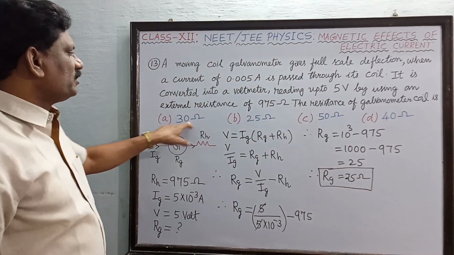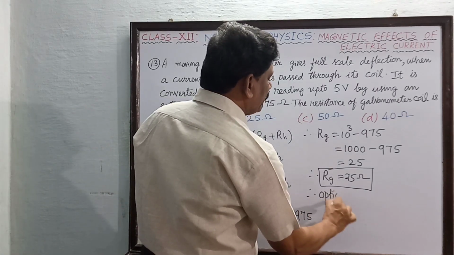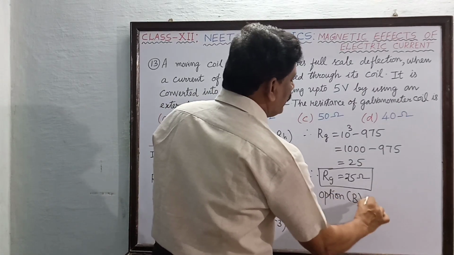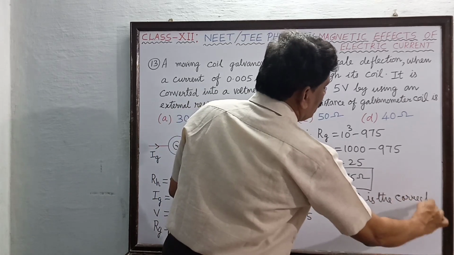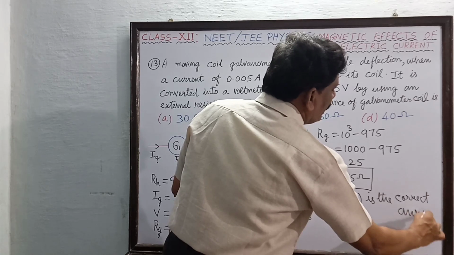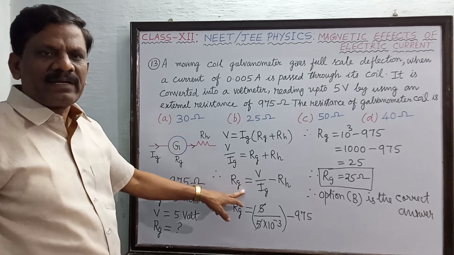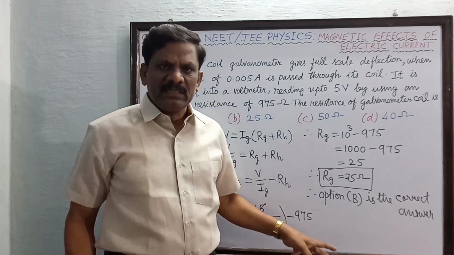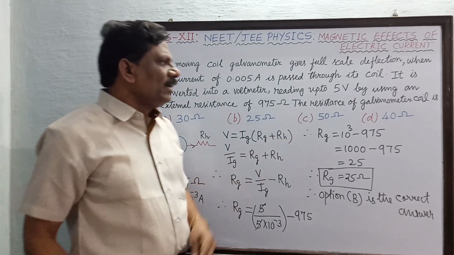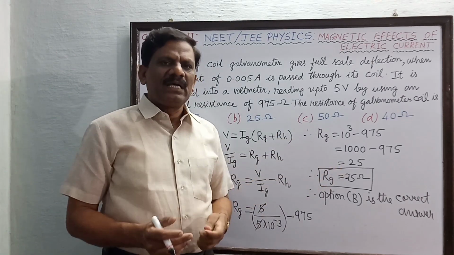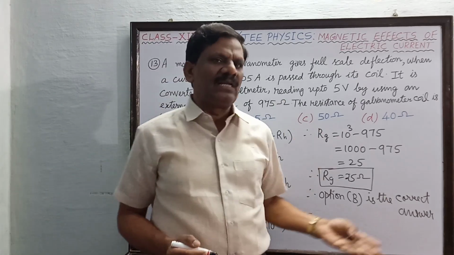So which of the options is correct? Option B is the right answer. Therefore option B, that is 25 ohm, is the correct answer. This type of problems are very simple. If you remember this formula directly, it will be well and good. So that was the conversion of a moving coil galvanometer into a voltmeter. Similarly, there are some numerical problems in the conversion of a galvanometer into ammeter also.